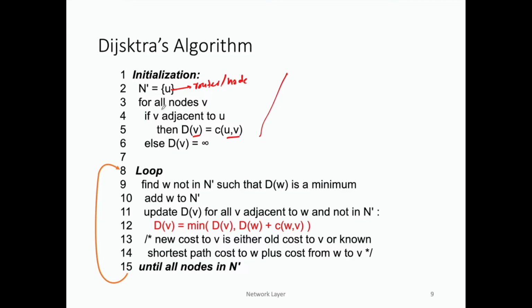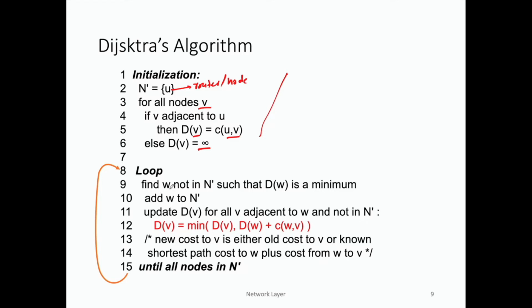So initially, N contains the node where we have started this algorithm. And for all the other nodes V, if V is adjacent to U, meaning it is directly connected to U, is U's neighbor, then D(V) can be calculated as the cost to reach from U to V, which is known, V being the direct neighbor of U. Else the cost is infinity, right? It is not known. Obviously, we will calculate it once we are in this loop. After this initialization step, we enter into this loop, okay?